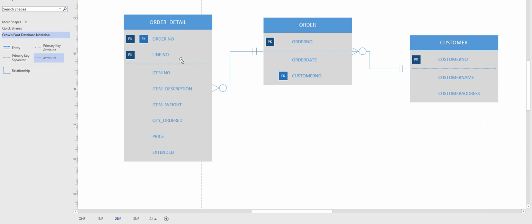In fact, it's what we call a weak entity. It won't exist unless there's a corresponding order. You would never create an order detail that referred to an order number that didn't also exist in the order table. Okay, that's why it's called a weak entity. It can't exist on its own without a related record in the order table.